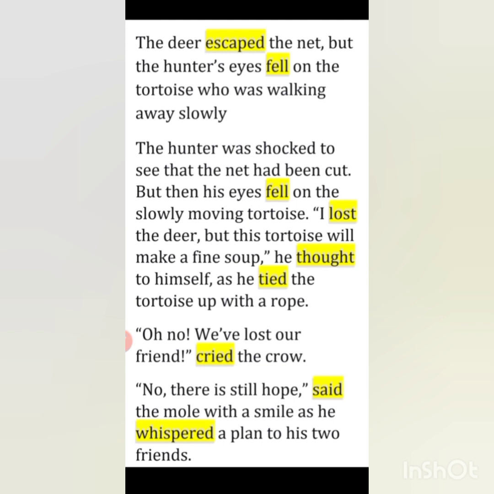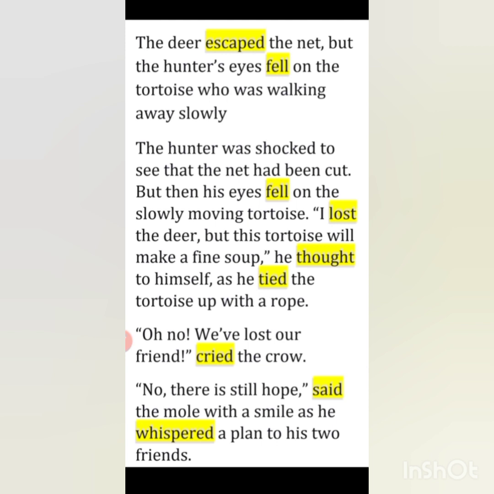The hunter was shocked to see that the net had been cut. But then his eyes fell on the slowly moving tortoise. I lost the deer, but this tortoise will make a fine soup, he thought to himself, as he tied the tortoise up with a rope.